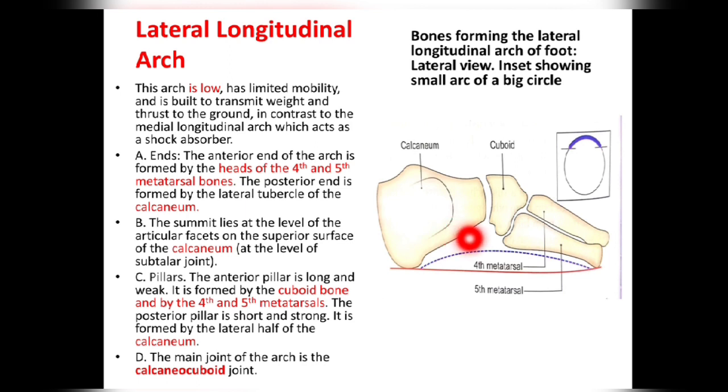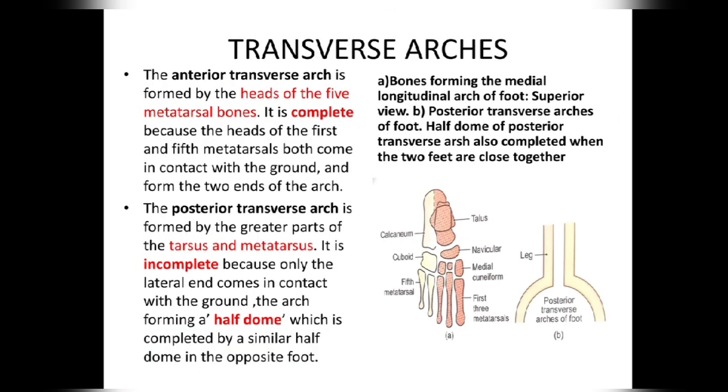The summit lies at the level of the articular facet on the superior surface of calcaneum at the level of subtalar joint. Pillars: anterior pillar long and weak, it is formed by cuboid bone, fourth and fifth metatarsal. The posterior pillar short and strong, it is formed by lateral half of calcaneum. The main joint of the arch is calcano-cuboid joint. In this diagram we can see bones forming the lateral longitudinal arch of foot.